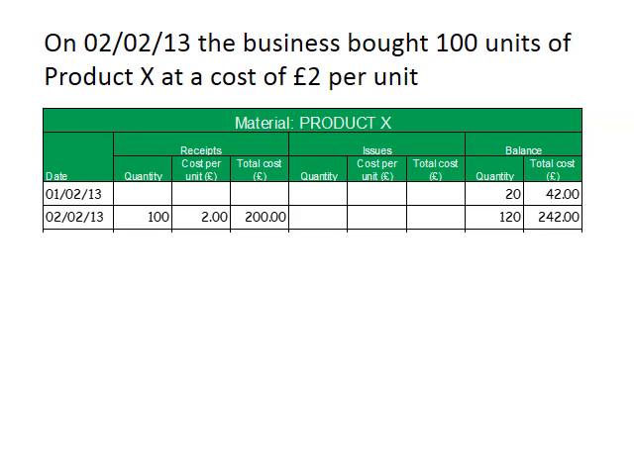So we'll then complete the balance columns. Well, we had 20 units before this transaction, we bought 100, so obviously we've got 120 units in stock. Likewise with the cost, we had stock costing us £42 before this transaction. We purchased a further £200 of stock, so we're going to have £242 worth of stock in total.